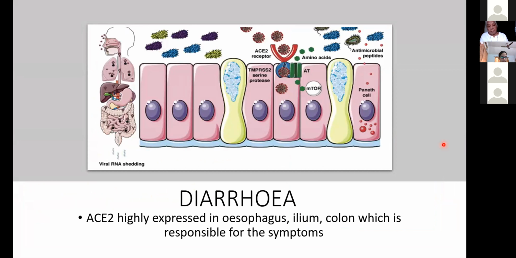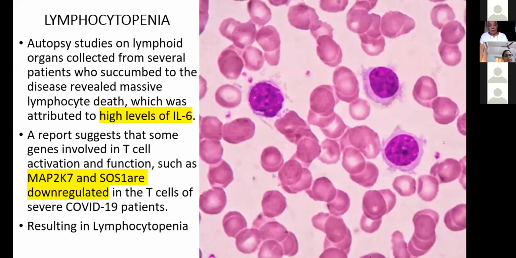The next one is diarrhea. ACE2 receptors expressed in the esophagus, ileum, and colon are responsible for these symptoms. The next one, and the most important one, is lymphocytopenia. The picture you see here is a histological image of lymphocytopenia. You can see only 3 lymphocytes here.